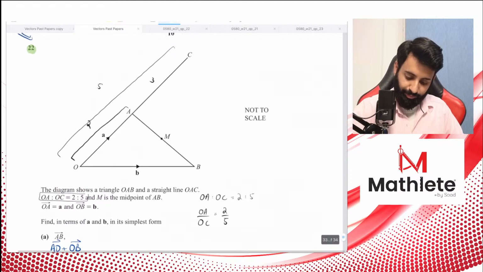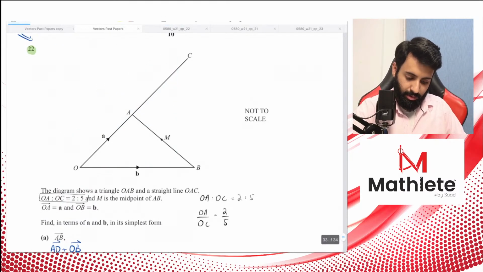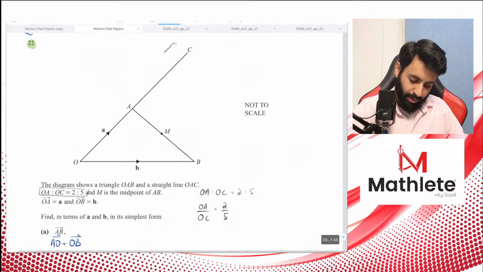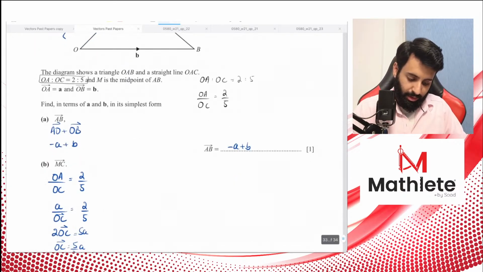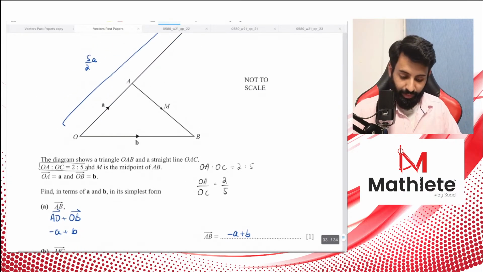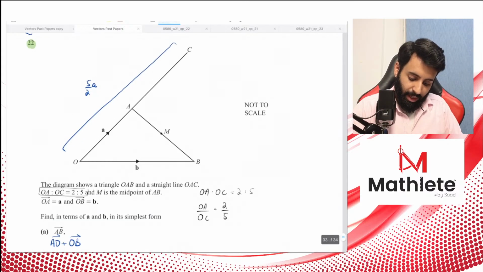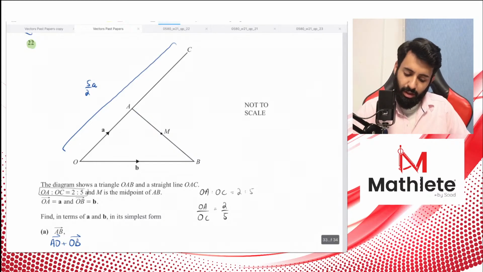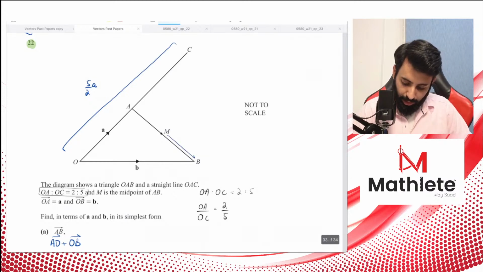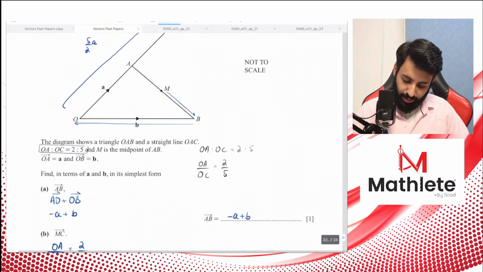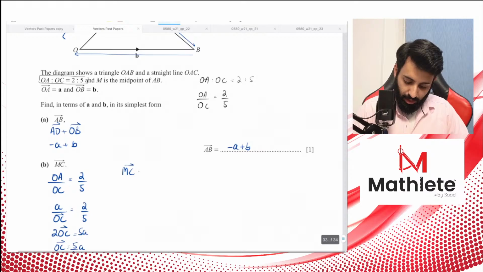Now we have OC. Let's write that down. I'm just going to clear this up. So we have OC, which is basically 5 upon 2a. Now let's pick a route that takes us from M to C. We could do MA and then from A to C, but I wouldn't recommend that because we don't have MA and we don't have AC. So here's what I'm going to do. We're going to go from M to B, then from B to O, and then from O to C. So let's first write this down. MC equals MB plus BO plus OC.